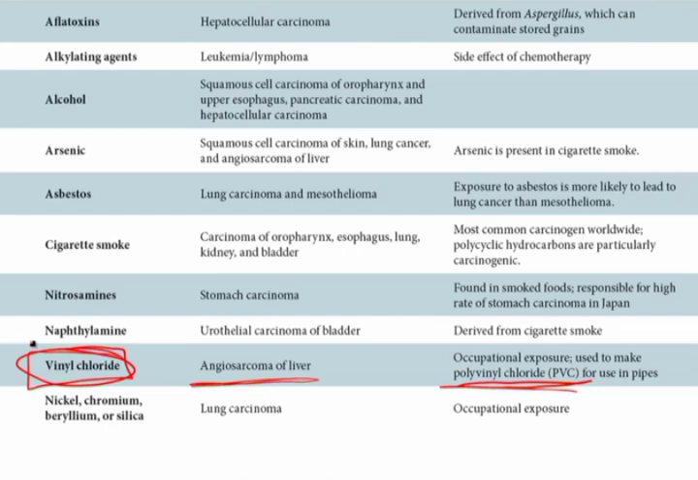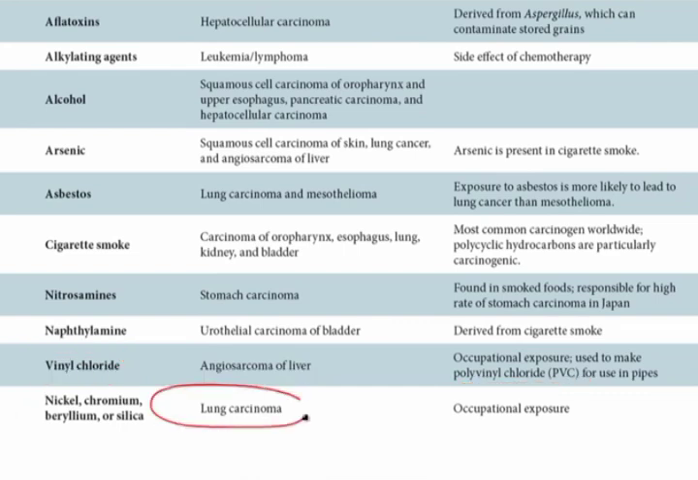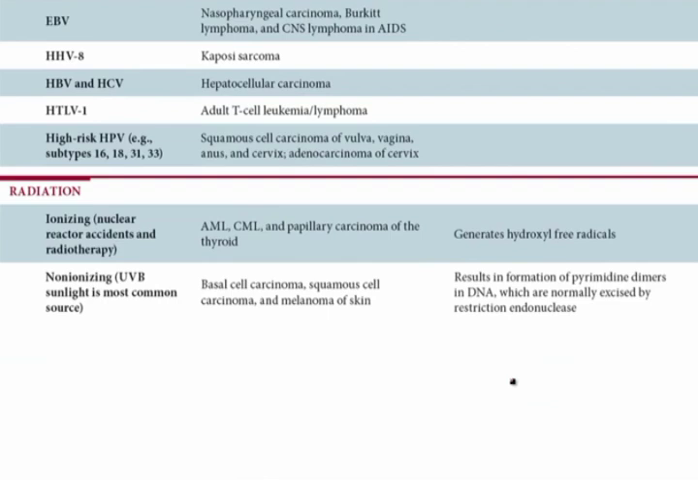Another important association, and the last in this particular list, is nickel, chromium, beryllium, or silica, and these are associated with lung cancer. And again, these are occupational exposures, and they increase the risk for formation of lung carcinoma. Now, the second category of carcinogenic agents are oncogenic viruses, and each of these are super high yield because they're related to microbiology and because they can tie into the molecular biology of cancer as well. So let's walk through them one by one.